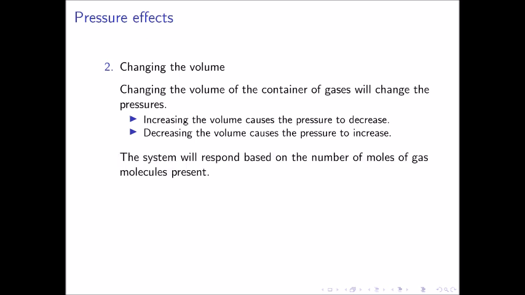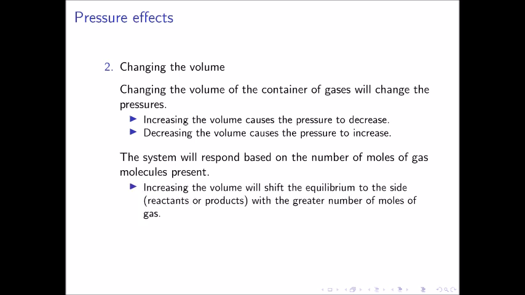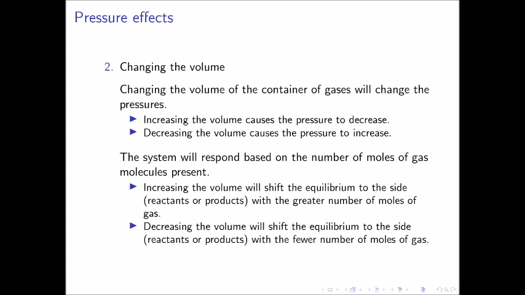The system will respond based on the number of moles of gas molecules present. At a higher pressure, the system wants to react off gas molecules in order to lower the pressure. At lower pressure, the system wants to form more gas molecules in order to fill the deficit. As a result, if we increase the volume of our system, we will shift the equilibrium to whichever side, reactants or products, that has the greater number of moles of gas. Likewise, decreasing the volume will shift the equilibrium to the side with the fewer number of moles of gas.